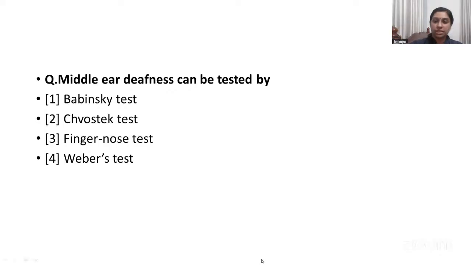Now coming to the next question. Middle ear deafness can be tested by: first is Babinski test, second is Chvostek's test, third is the finger nose test, fourth is the Weber's test. What's the test? It's the Weber test.